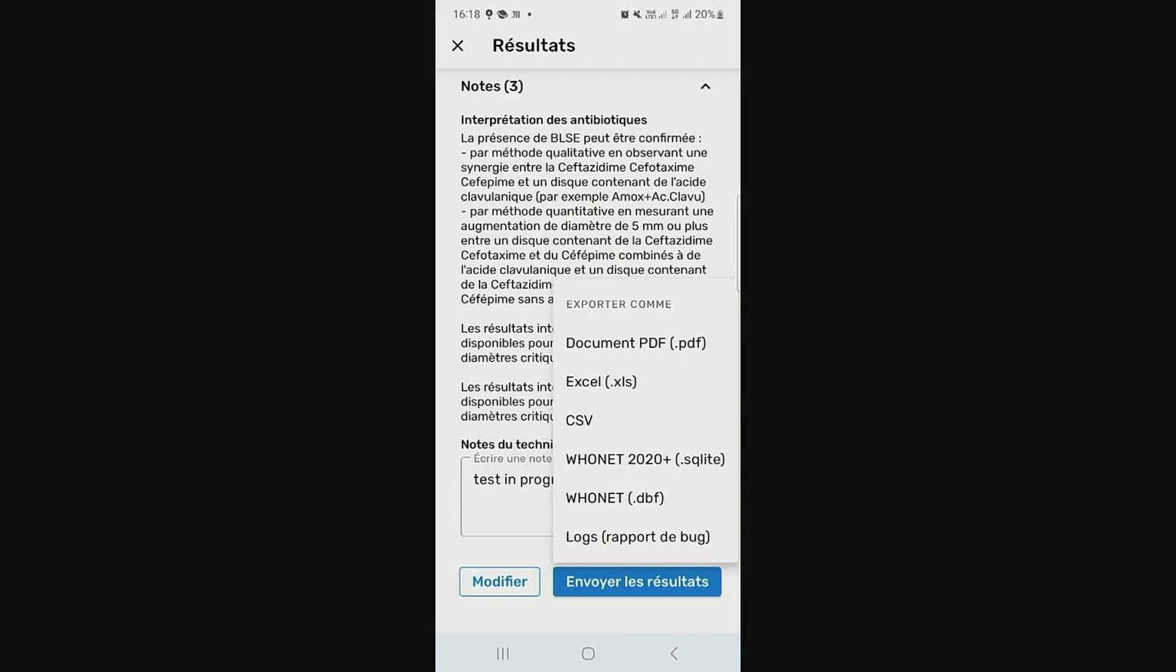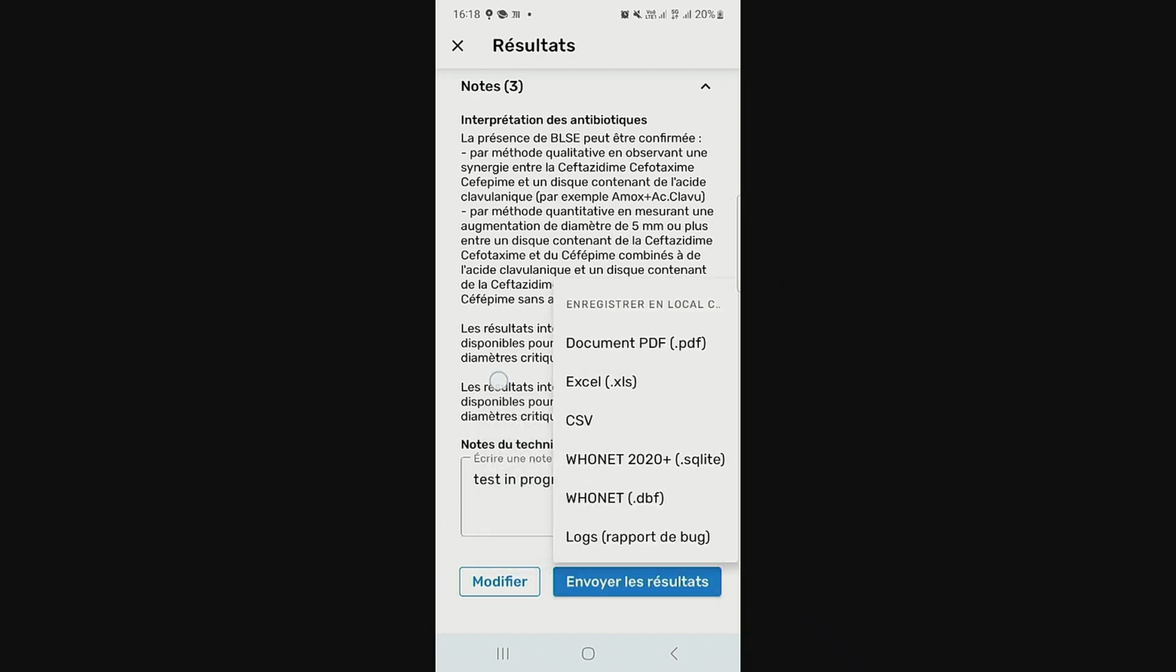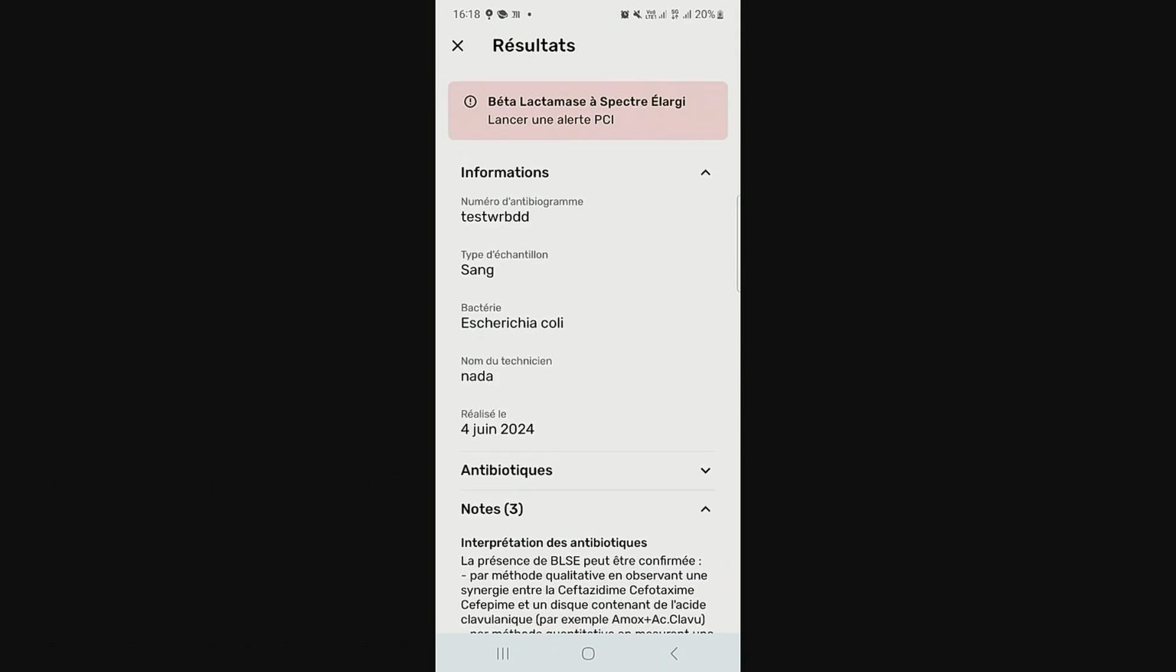So it's also to say, don't be surprised if you have NA for some antibiotics, because the app just detected that the dosing is not appropriate. So this is the general flow if you want to read an AST. And now we can move to the second part, which is the quality control flow.